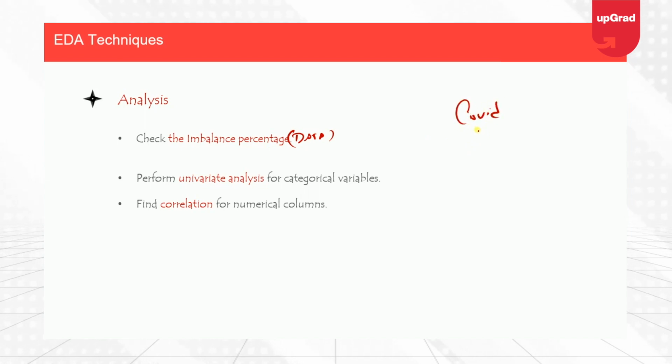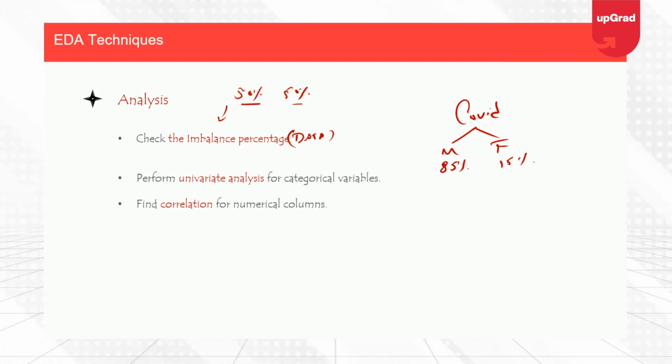So let us say if we try to determine the COVID percentage among the gender, right? If we draw the insights that the male percentage is, let's say, 85%, and the female percentage of COVID affected patients is 15%, let's say. So this is called data imbalance. Basically, the ideal balance percentage is always between 50% and 50%. So this is called a balance percentage, but here we can see the imbalance.